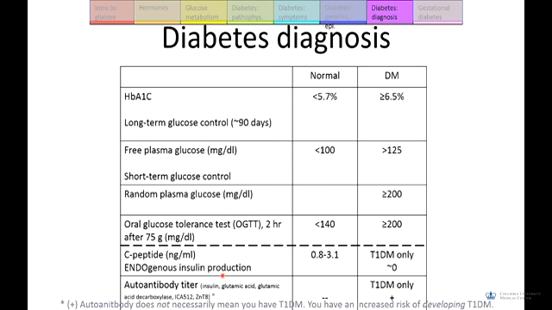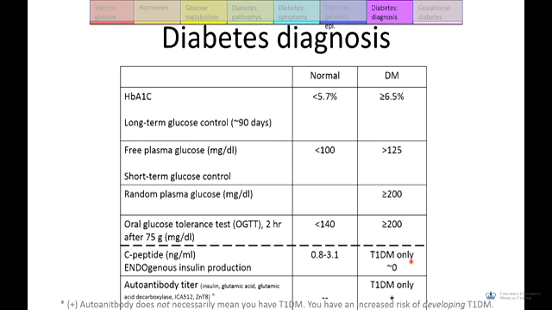So you diagnose diabetes. If you have a high hemoglobin A1C, above 6.5%, you can diagnose it. If you have a fasting plasma glucose of 125, a random plasma glucose of 200, or an oral glucose tolerance test of 200, those are diagnostic of diabetes.